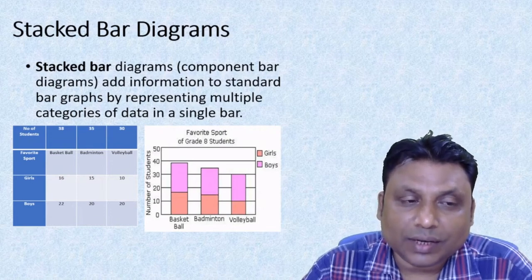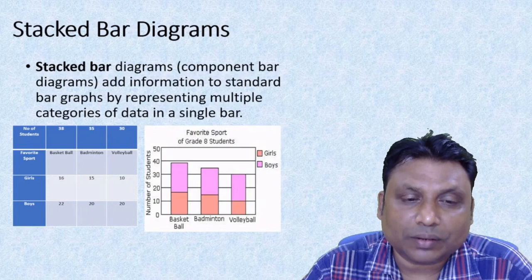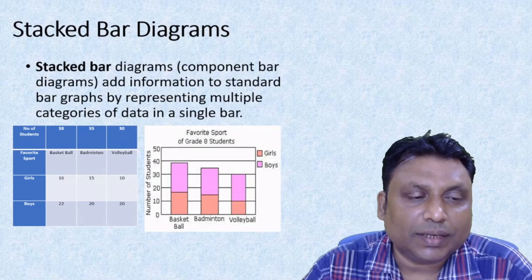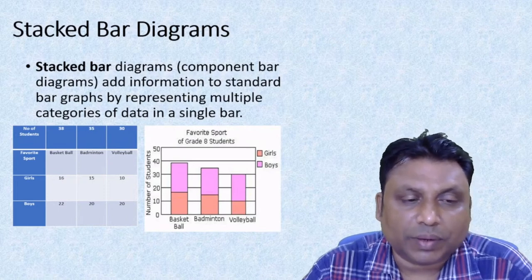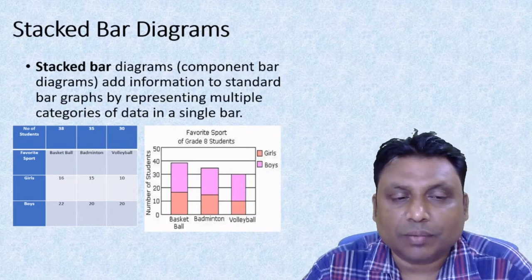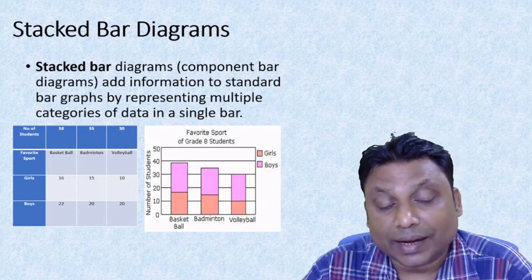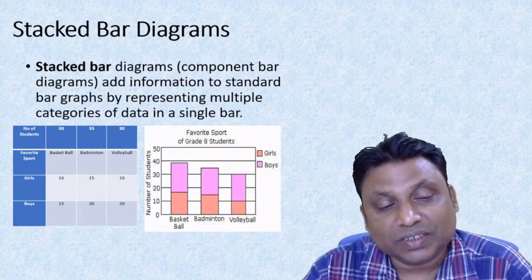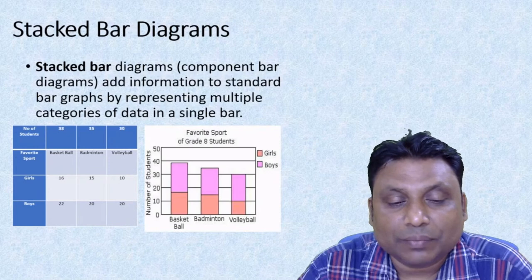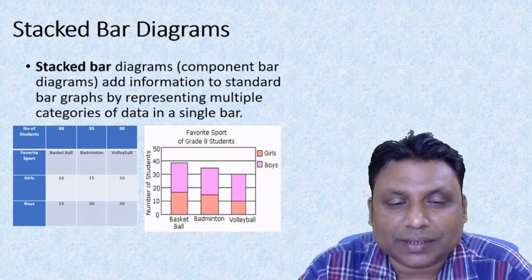Now 1, 2, and 3, because three types of play or sports names are given: one is basketball, one is badminton, and another one is volleyball. So for the three, we can use the data directly and put it in your graph. So when you see the graph, you can easily identify it.